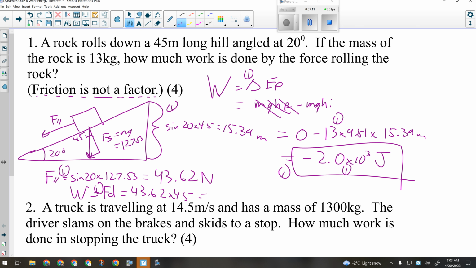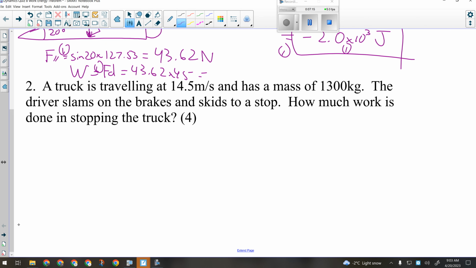Okay, for question number 2. A truck driver is traveling at 14.5 meters per second. The truck has a mass of 1,300 kilograms. The driver slams on the brakes and skids to a stop. So VI is 14.5 meters per second, mass is 1,300 kilograms, VF is 0 meters per second, and we're looking for the amount of work.